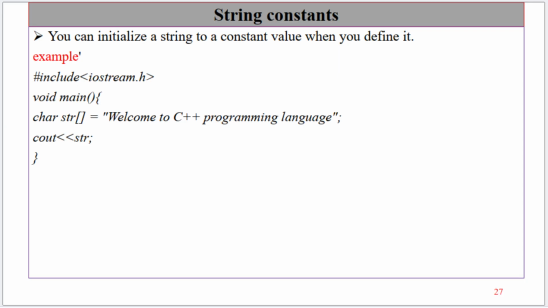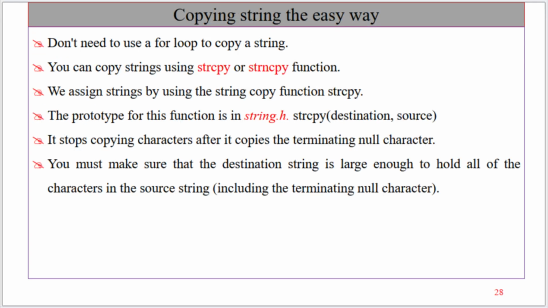26. String constants. You can initialize a string to a constant value when defined. Example: #include <iostream.h> void main() { char s[] = "welcome to C++ programming language"; cout << s; } 27. Copying strings the easy way.